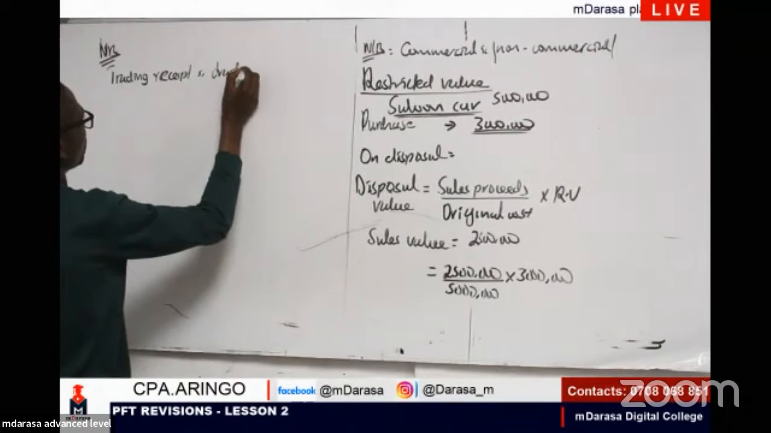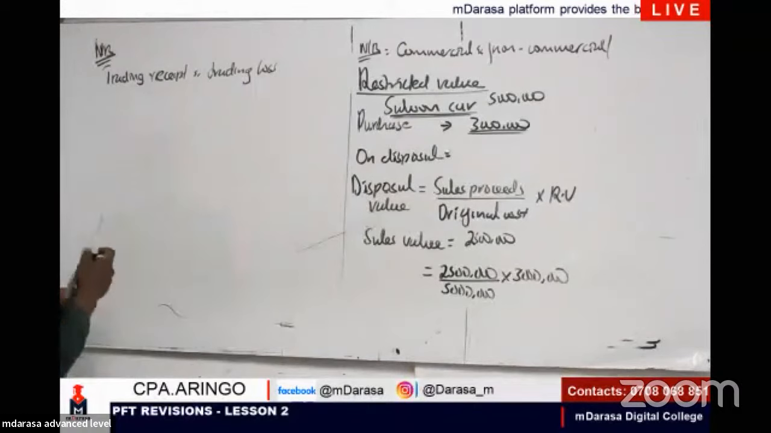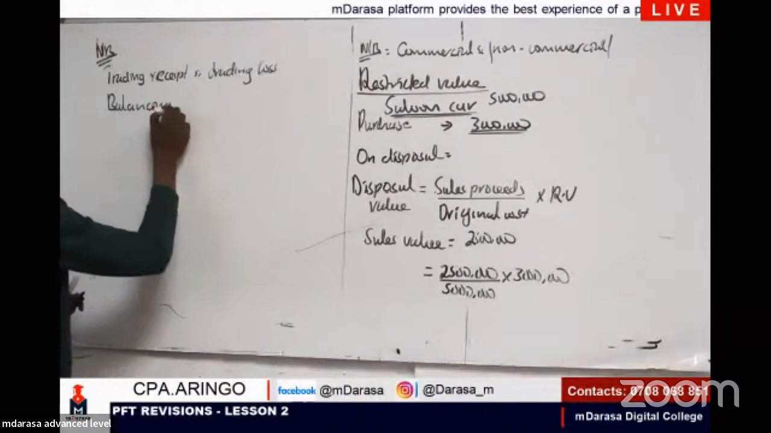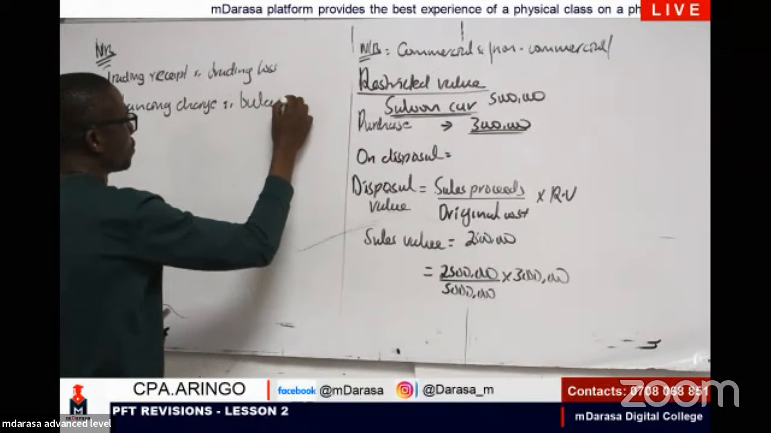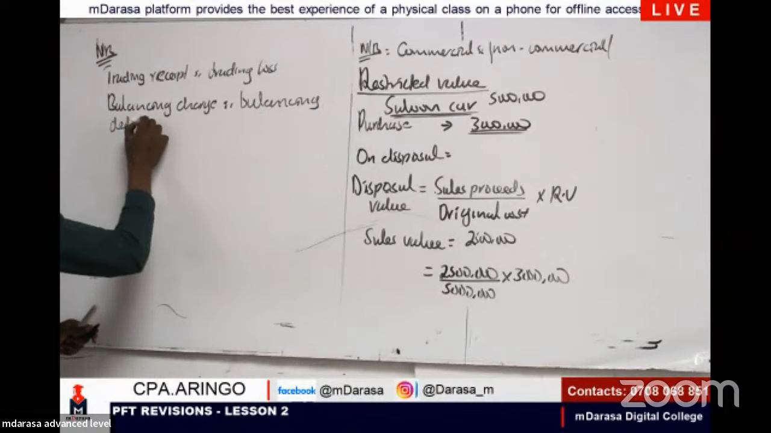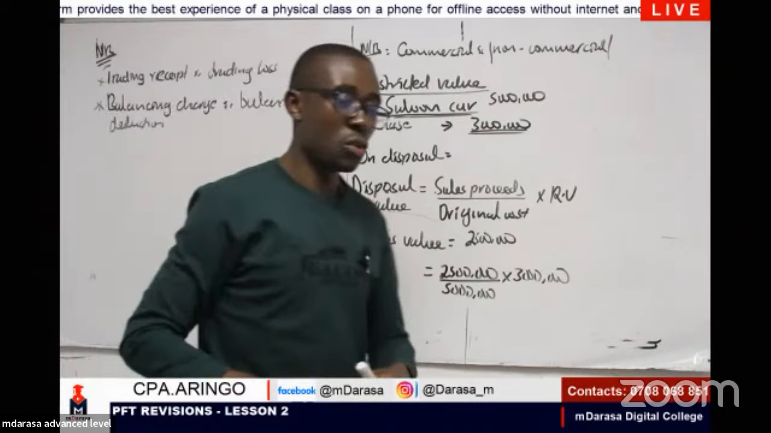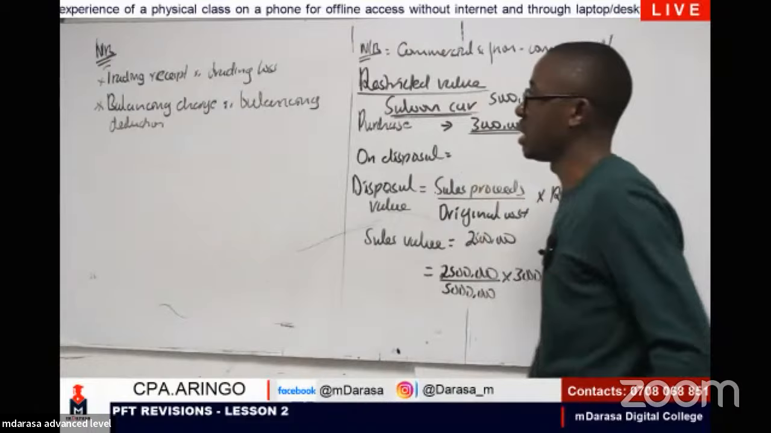We have balancing charge and balancing deduction. So we're having these items here in WTA: trading receipt and trading loss, balancing charge and balancing deduction, right?